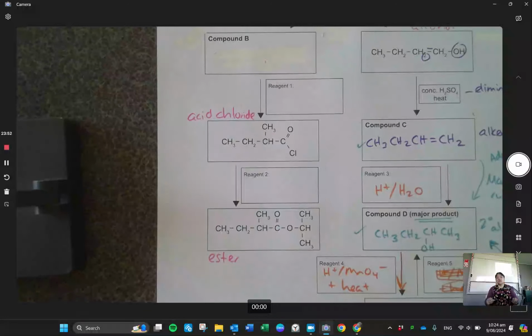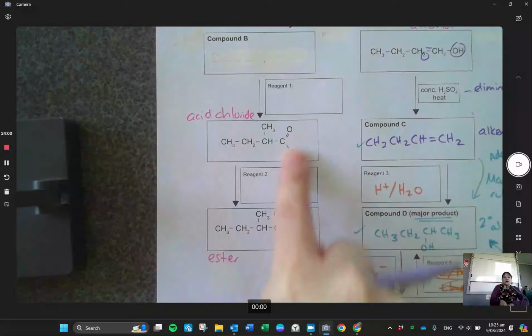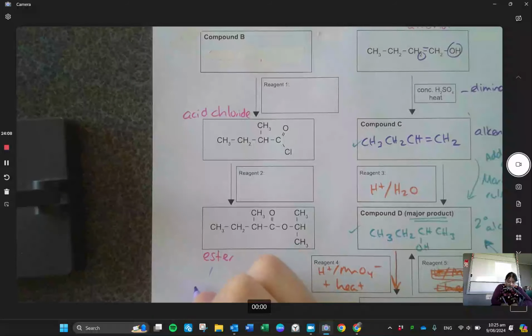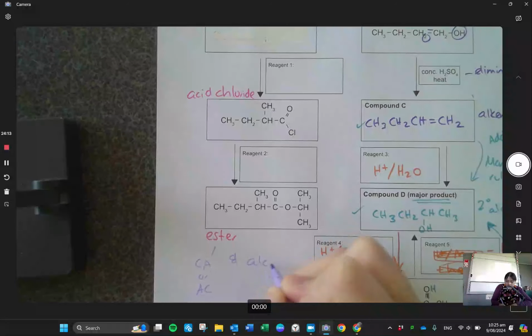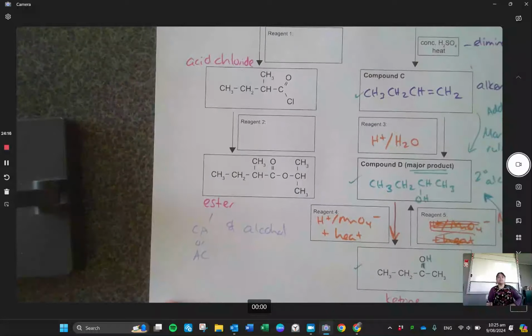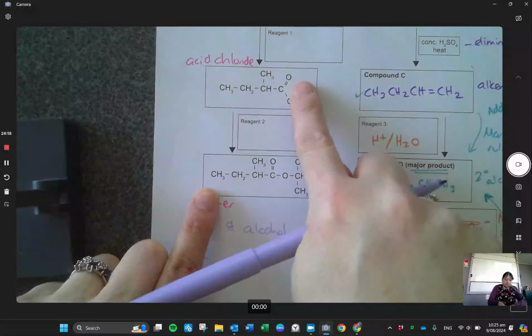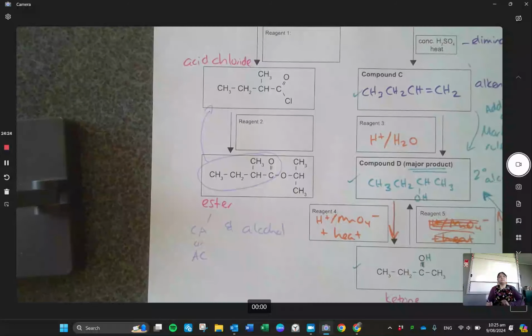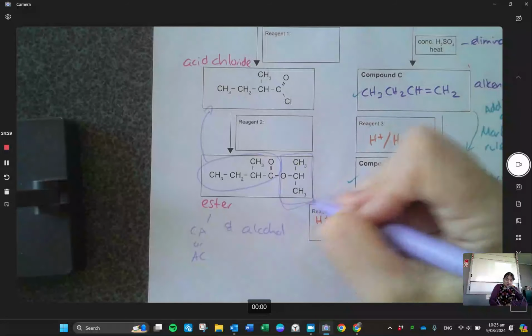All right, next we are working on our esters. Just love this question. You see here you have your acid chloride and here's your ester, and you're trying to pair up the different components. Remember, esters are made up of a carboxylic acid, or you can do an acid chloride, and an alcohol. When I look at this molecule and this molecule up here, this came from that guy up there. So basically, reagent 2 is this guy over here.